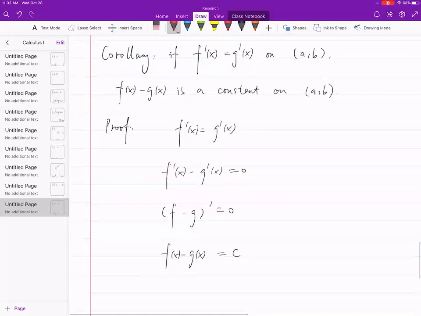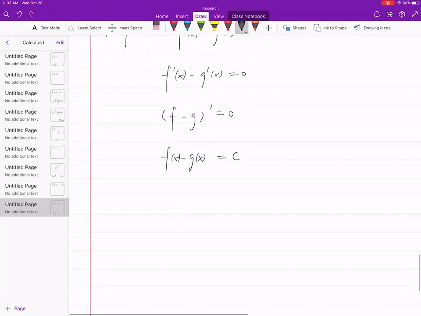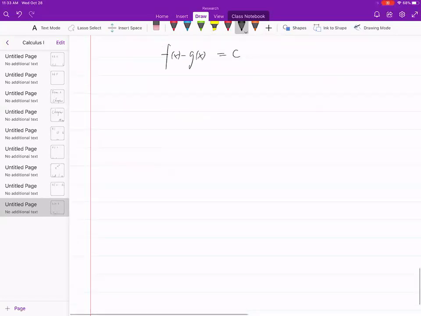Again, it looks not important at all. It's just so simple, right? But now let's see what we have. If two things have the same derivative, then the difference between them can only be a constant. Question. What's the derivative of x squared? 2x. Sounds good? That's called taking a derivative.